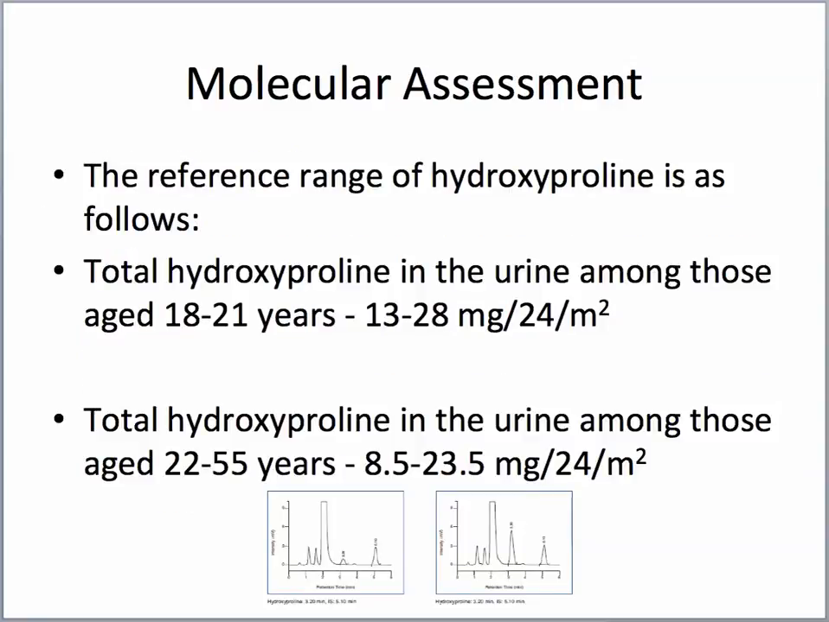And I'm including this so that you're aware of usual ranges. So you can see the range there for 18 to 21-year-olds is 13 to 28 milligrams per meter squared for a 24-hour period. And then you can also see what the range is for 22 to 55-year-olds. And there are a couple of representative chromatograms down at the bottom there that is important for us in order to determine what the concentration actually is.